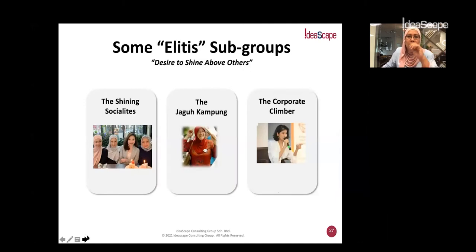Some of the elitist subgroups: we have the shining socialites, who either get into the circle or are born into that circle; the jago kampung; and people who are in the elitist group because they've made it through their career. So these are the elitist subgroups.